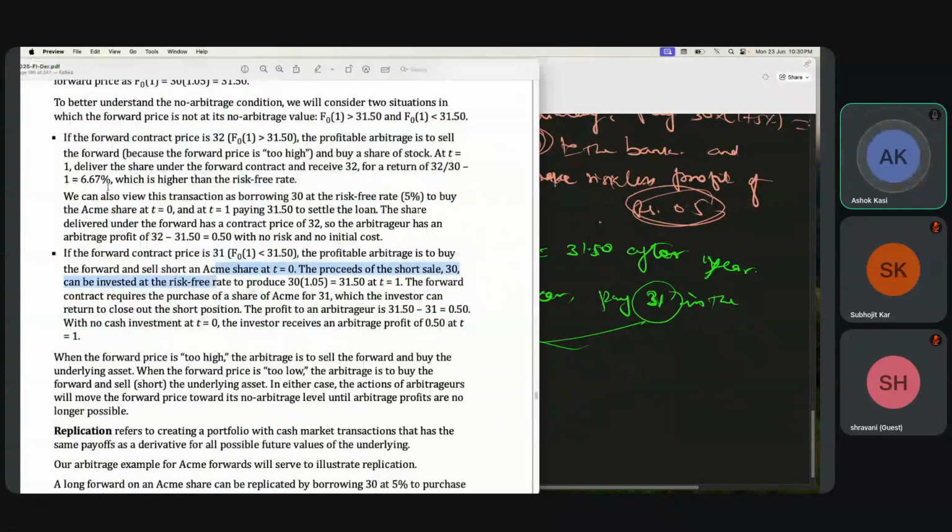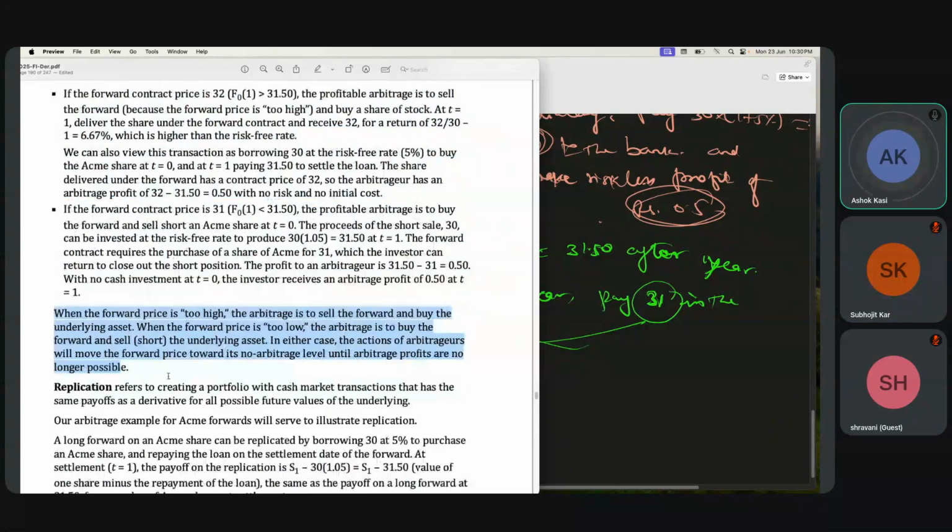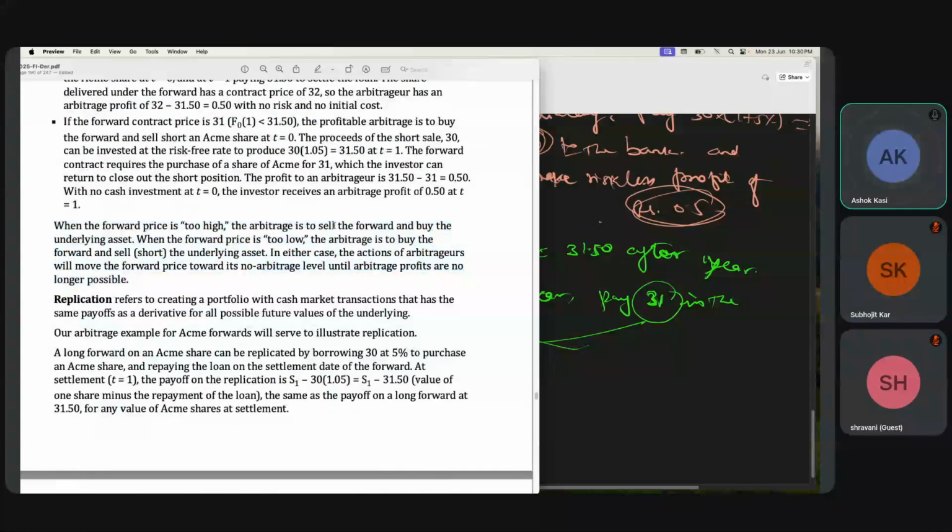So this is what this is all speaking about. This is the takeaway point. When the forward price is too high, the arbitrage is to sell the forward and buy the underlying asset. When the forward price is too low, the arbitrage is to buy the forward and sell or short sell the underlying asset.